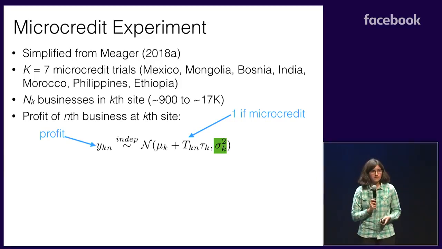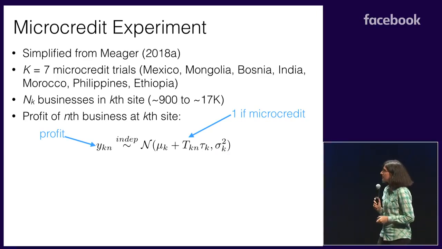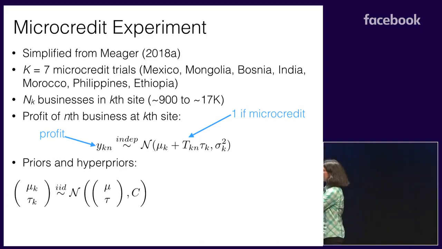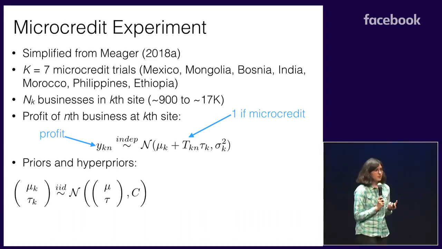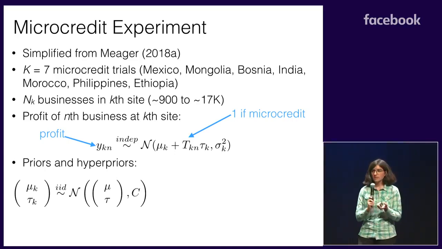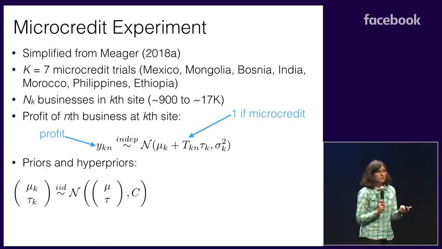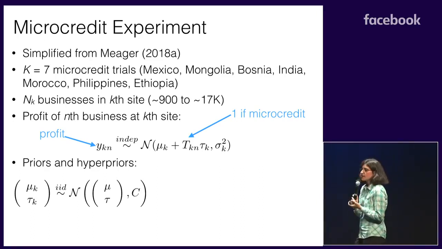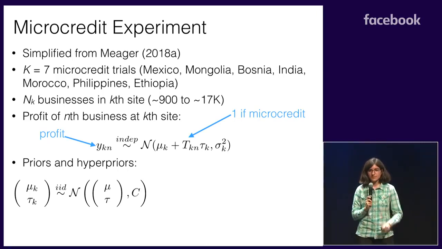We want to learn them, and so to complete our model, we're going to put some priors on these values. In particular, the first thing that we're going to do is put a prior over the mu k's and the tau k's. They're going to have some shared mean mu, that's sort of like the global base business profit, and some shared global microcredit effect tau. And so if anything, this is really the parameter of interest. Globally, what can we say about the effect of microcredit? How much is it increasing business profit?